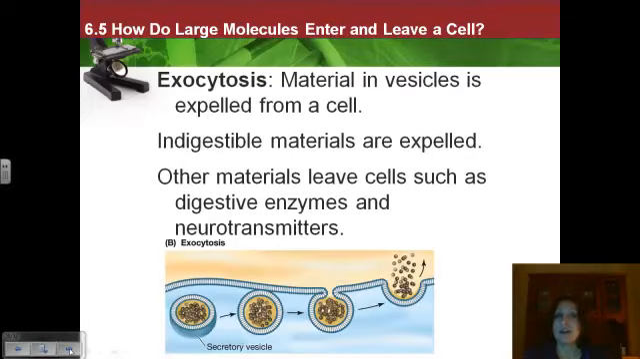Okay, the opposite of that is exocytosis, and this is where something is expelled from the cell. And so this is really just the opposite of this. But this is how neurotransmitters, we're going to be seeing this in our next unit, are released. So we have a vesicle, it fuses with the cell membrane and opens up, and then releases its contents into the extracellular matrix.